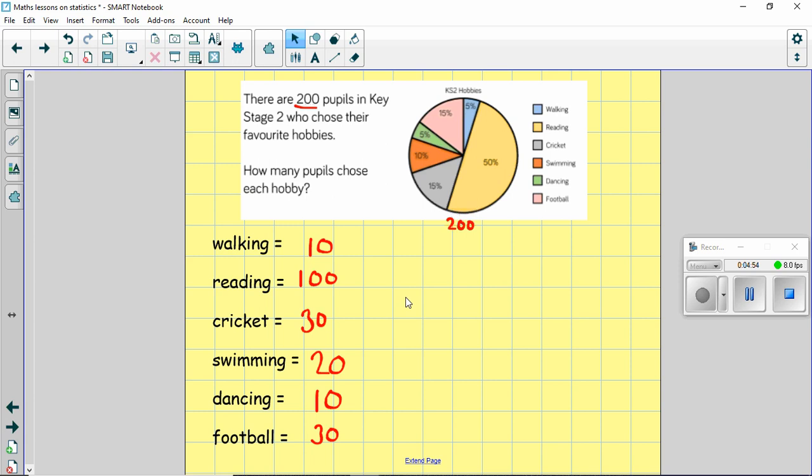I've done. I will just check that they all total 200 when added together. So 100 plus 10, 110, add 30 is 140, 160, 170, 200. Yeah, it all adds up.